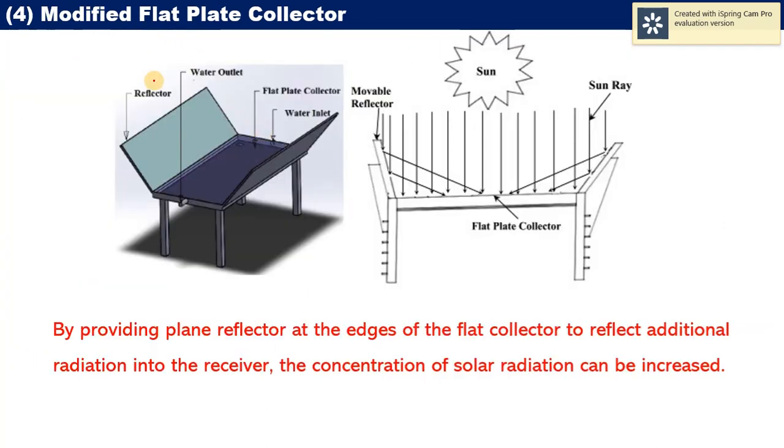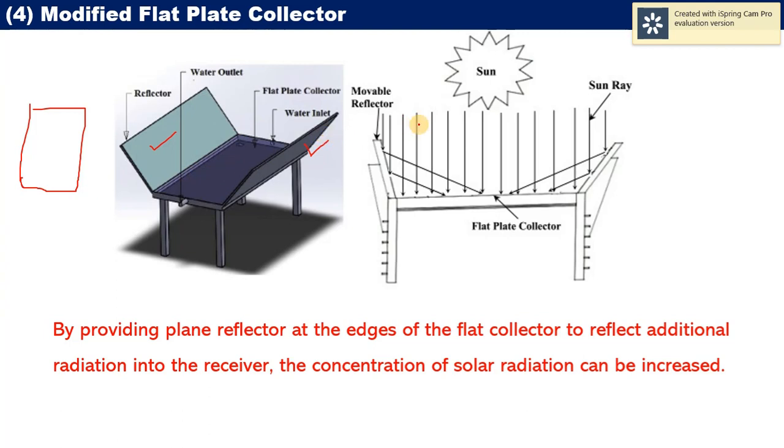The next one is the modified flat plate collector. We have seen the flat plate collector, that is the conventional flat plate collector. Now, to increase the absorption efficiency of this flat plate collector, two reflectors are mounted on the two edges of the flat plate collector.